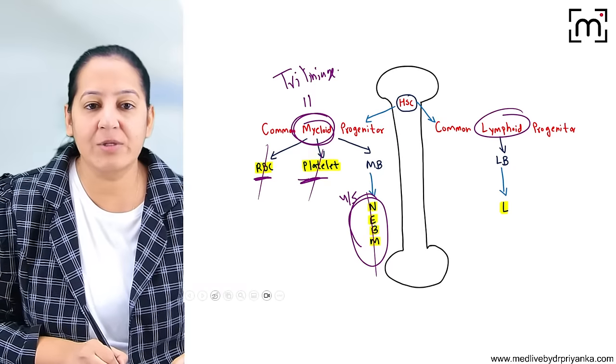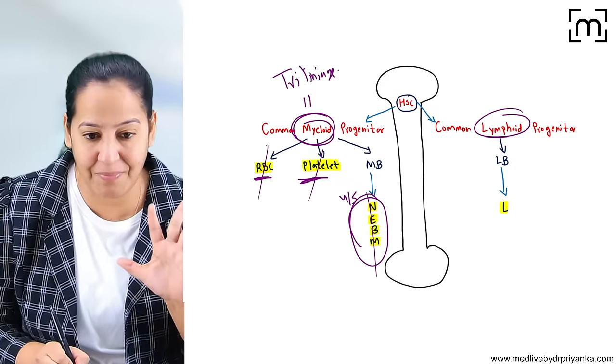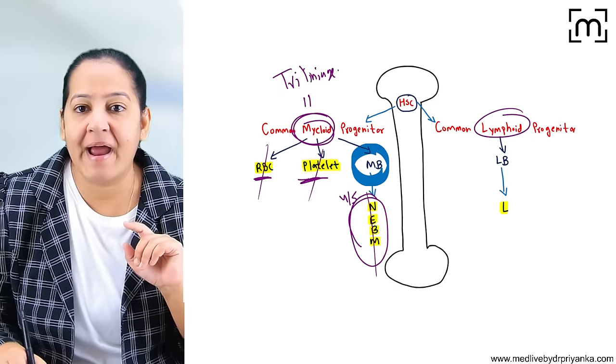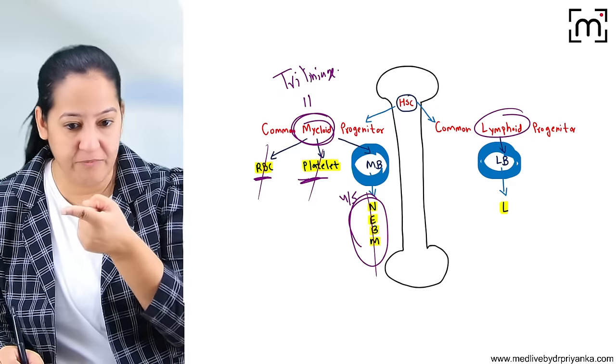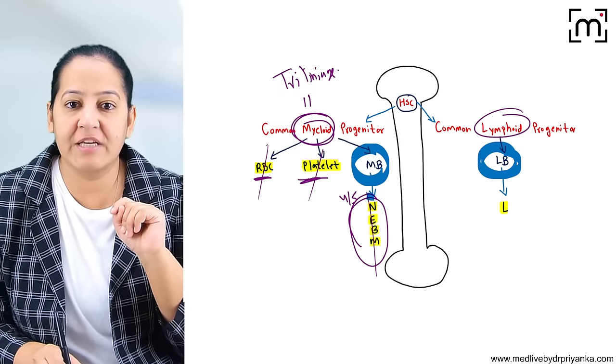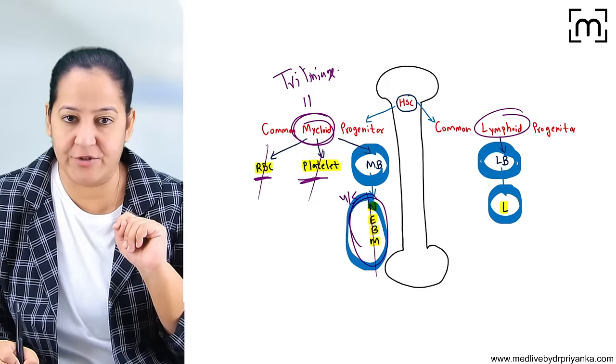And here, I guess you all can appreciate two types of blasts are formed. You have to understand the meaning of the blast. Myeloblast and lymphoblast. Myeloblast is from myeloid progenitor. Lymphoblast is from lymphoid progenitor. Myeloblast gives rise to these WBC, and lymphoblast gives rise to lymphocyte only.